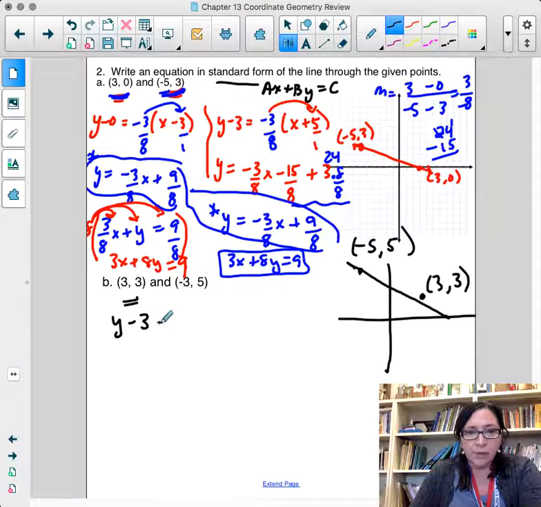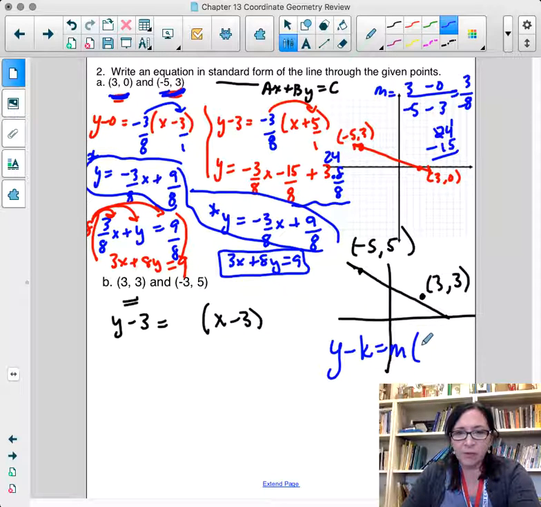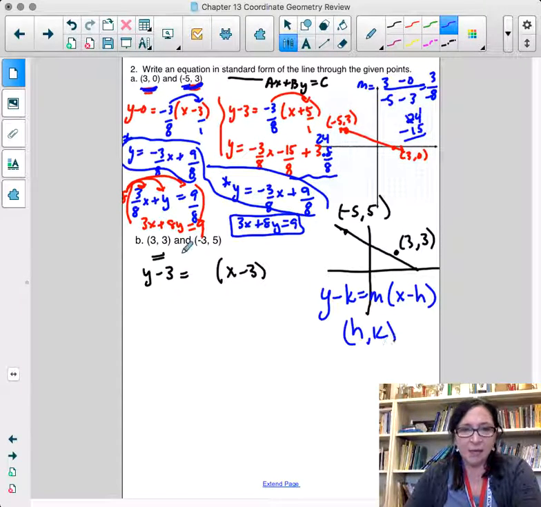Y minus 3 equals, that's my, what is that? That's my slope times the quantity x minus 3. And the form that I'm actually using, just in case you don't remember, is y minus k is equal to m times the quantity x minus h. And that's where h, k is a point that they gave me, like here, 3, 3 or negative 3, 5.